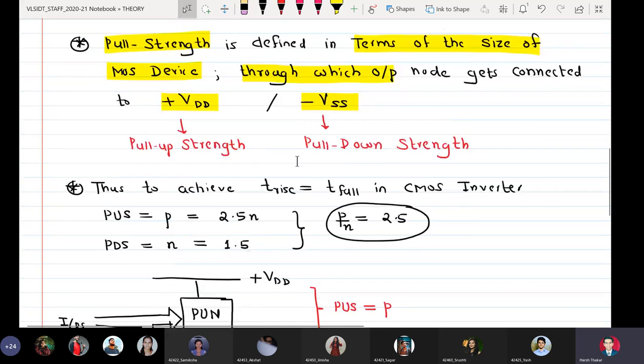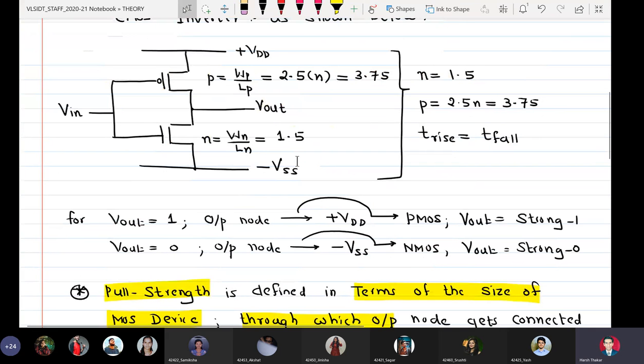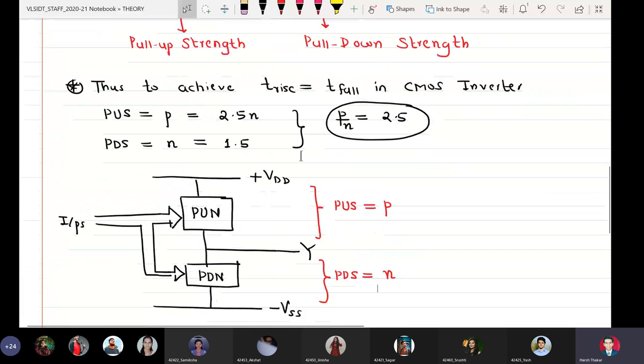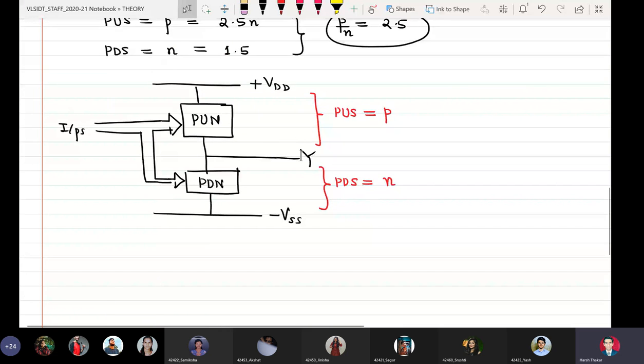Right. So it was very easy to find out the pull-up strength and pull-down strength in a CMOS inverter to get T rise equal to T fall, because the pull-up network contains only one PMOS and the pull-down network contains one NMOS. But when systems become larger, like a NAND gate, we have two PMOSs in parallel and two NMOSs in series. In a NOR gate, we have two PMOSs in series and two NMOSs in parallel. Similarly, a transistor-level schematic of a 4-input NAND gate will have 4 PMOSs in parallel and 4 NMOSs in series.